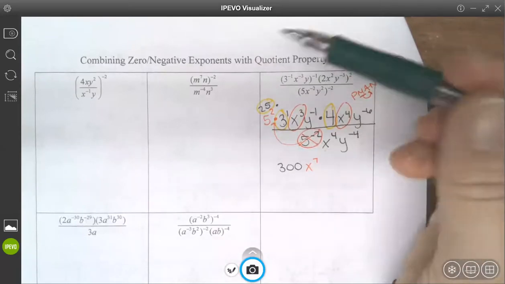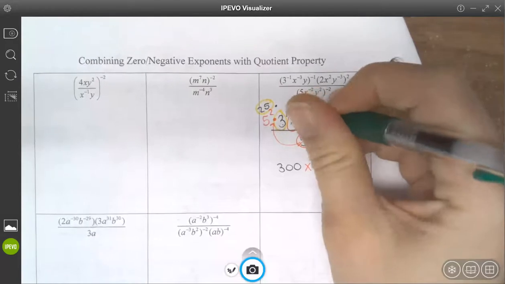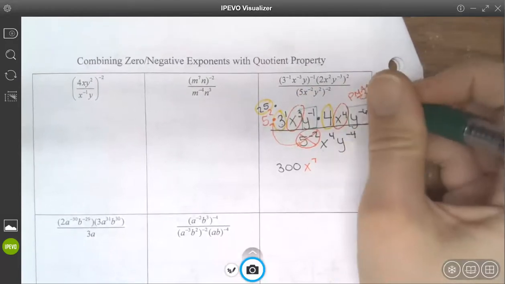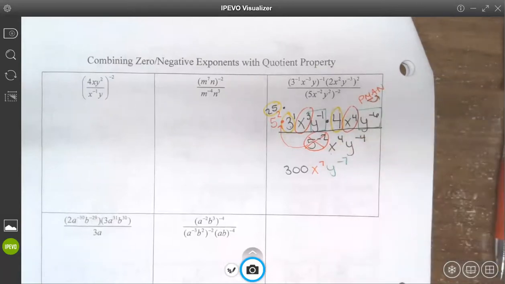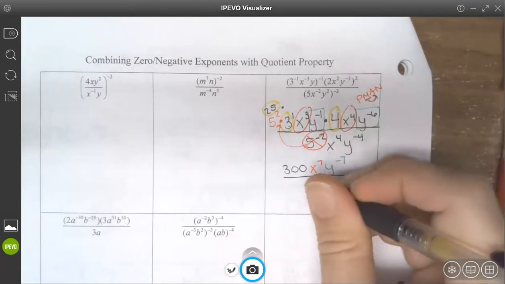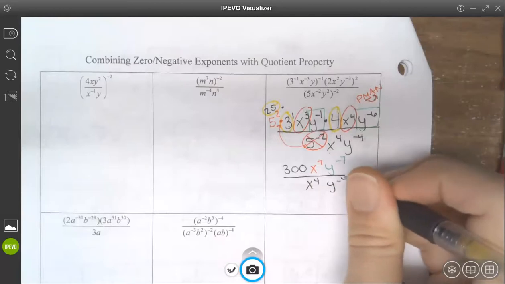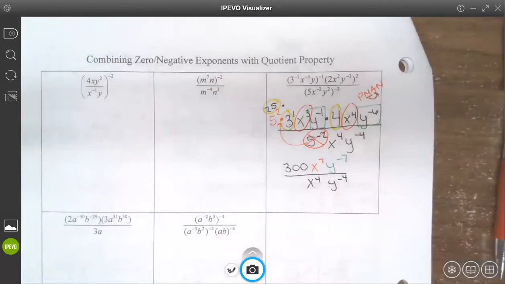Then I have y to the negative first and y to the negative 6. Again, adding gives me y to the negative 7th over x to the fourth, y to the negative 4th. Now here's how I get rid of the negatives for my variables if I have one in both the numerator and the denominator, without having to worry about moving them.